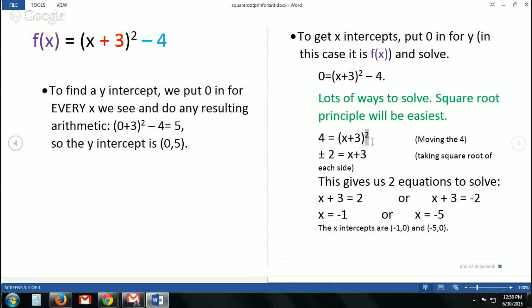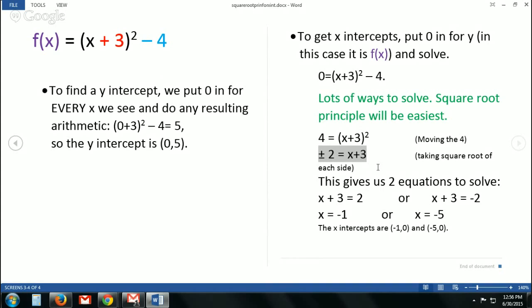Now, usually a square root we just think of as being a positive solution, but remember, things that have a degree of 2 should have 2 solutions. To account for having 2 solutions, we'll do the principal square root of 4, which is positive 2, and we'll also do the negative square root of 4, which is negative 2. So plus or minus 2 equals the stuff in the parentheses after we've taken the square root of each side.